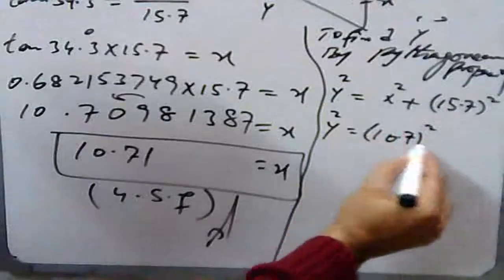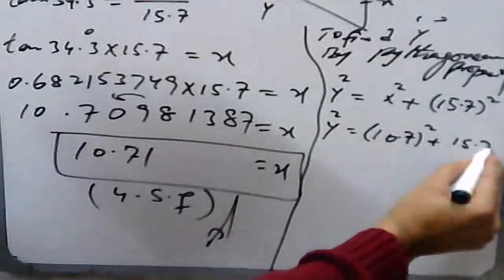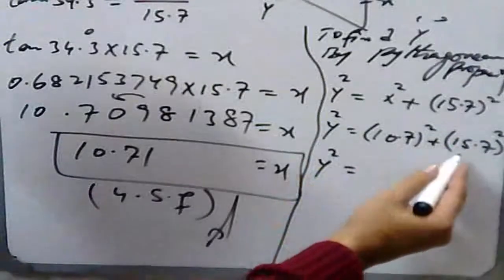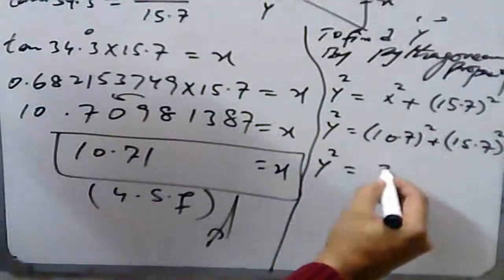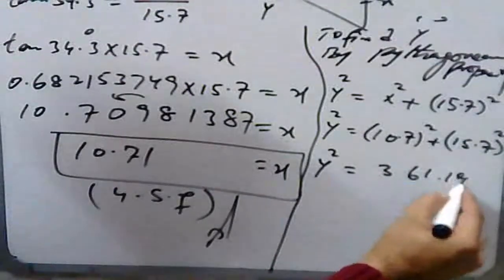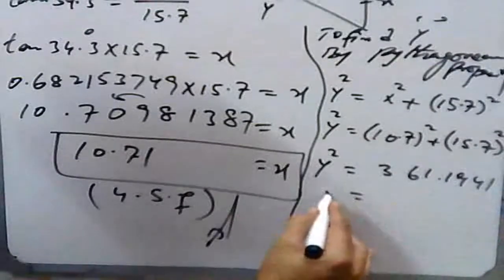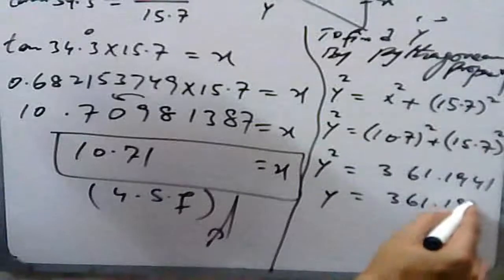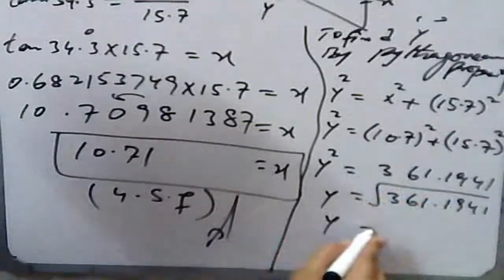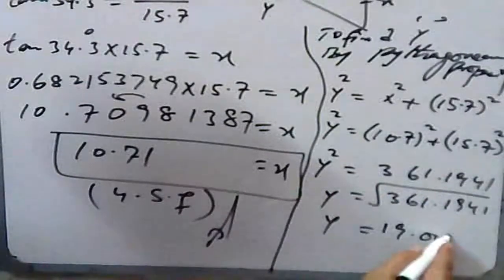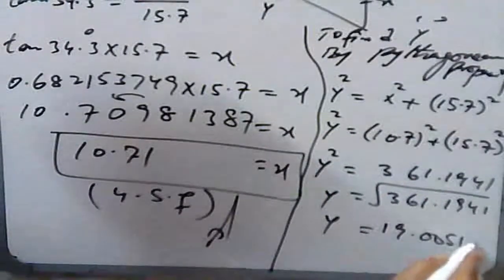15.7 square. So therefore this hypotenuse square is equal to, the value of x you have just calculated, that is 10.71 square plus 15.7 square. So the value of y square, after taking squares and adding, you will get 361.1941, but we need the value of y, so you can take the square root of it.